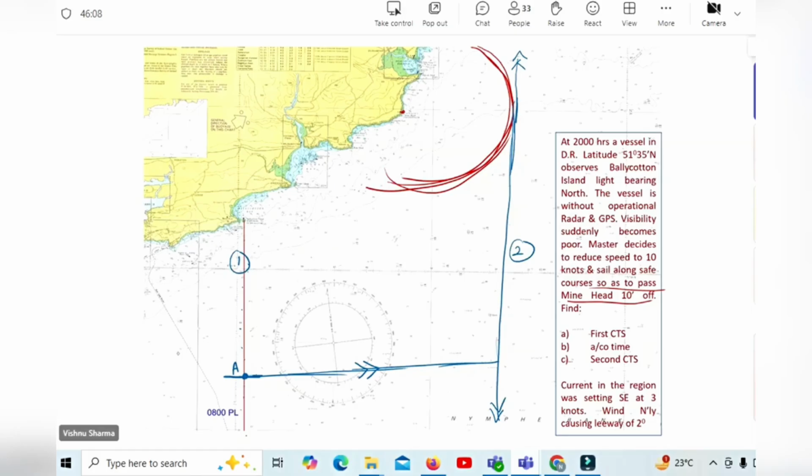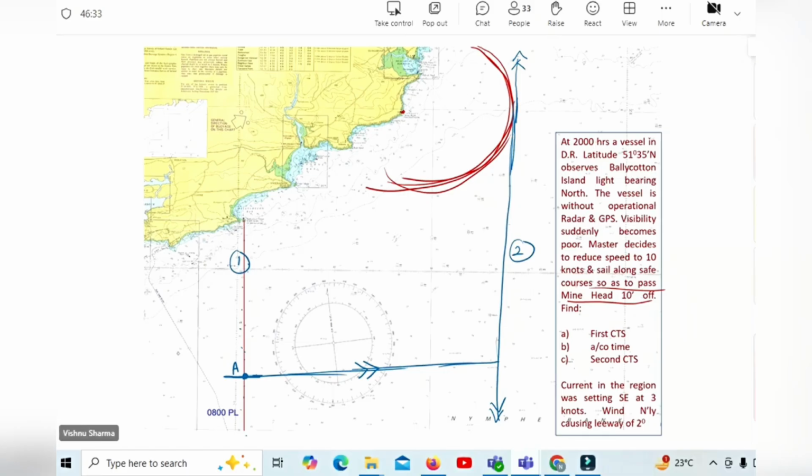Why have you taken perpendicular distance? Because you do not know where on this line you are. So you want to minimize your exposure to hazards, and therefore you want to make good the shortest distance to reach the transferred PL. And the shortest distance will be a perpendicular distance. Therefore, you have drawn this.